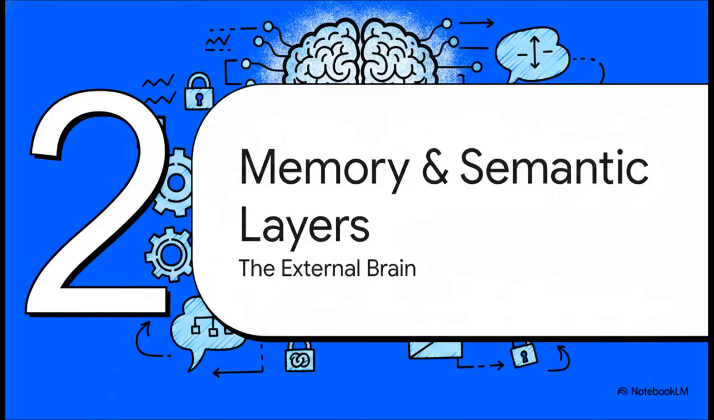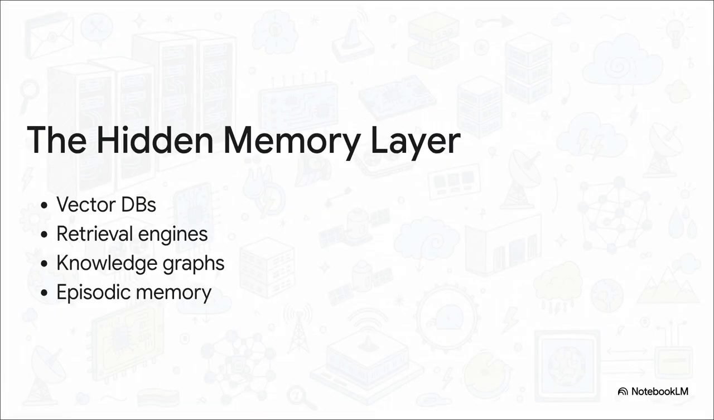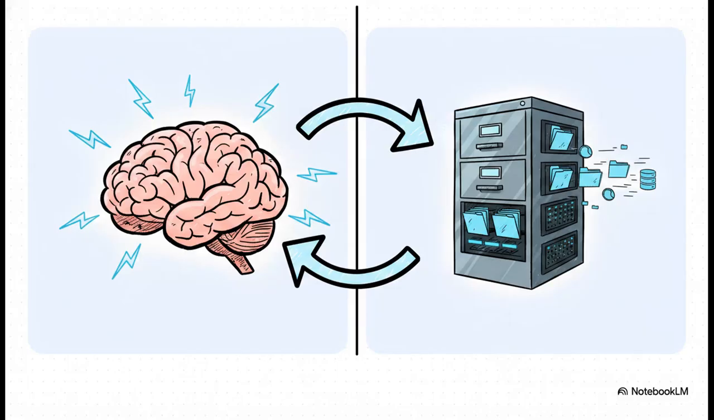Moving right along to Part 2. Memory and Semantic Layers, the external brain. Okay, here is a crucial secret about the AI you use every day. Large language models are brilliant, sure, but they are inherently forgetful. To actually function effectively, they need this hidden memory layer. We're talking specialized tools like vector databases and knowledge graphs that mathematically map out concepts and provide historical continuity. Without them, your AI basically has amnesia every single time you talk to it, but with them, it gains true operational intelligence.